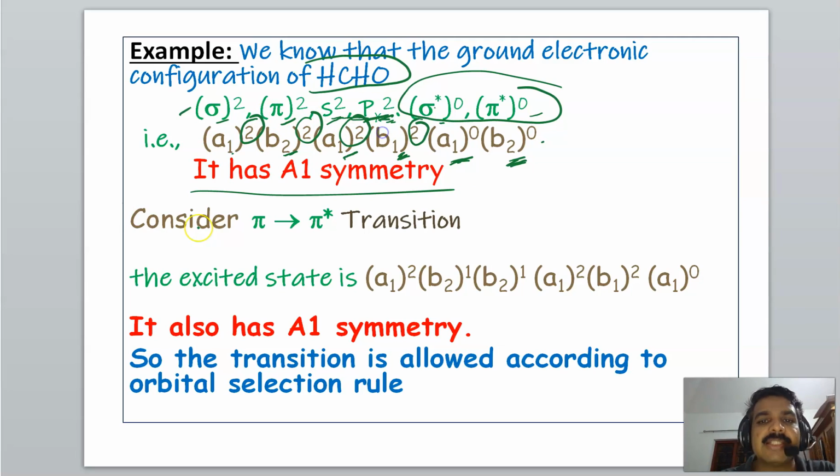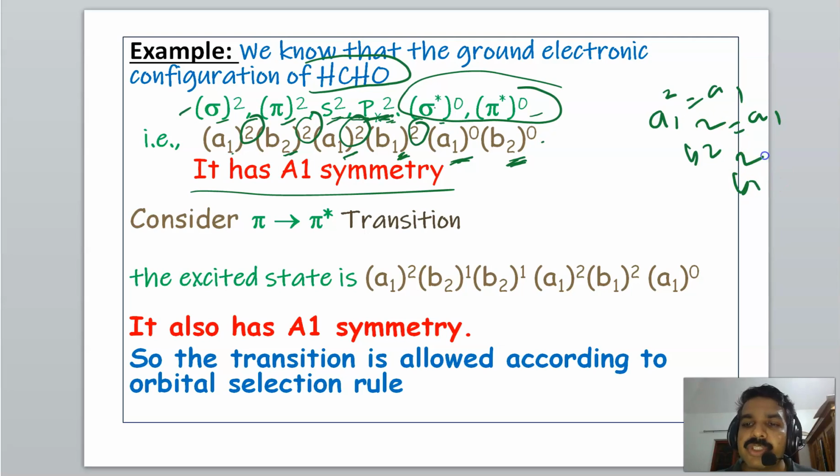When all the orbitals are paired, the total symmetry will always be A1, because the direct product of any two identical symmetries is always A1. So a1 raised to 2 is a1, b2 raised to 2 is also a1, and b1 raised to 2 is also a1. The conclusion is that if all the orbitals are doubly occupied or paired, then the total symmetry will always be A1.